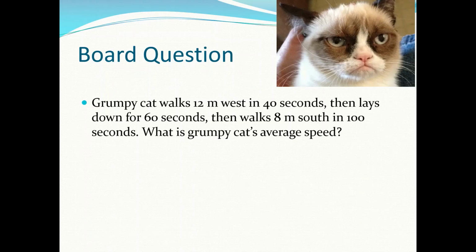So let's do one more board question. Grumpy Cat walks 12 meters west in 40 seconds and lays down for 60 seconds and walks 8 meters south in 100 seconds. What is Grumpy Cat's average speed? So pause the video, try it. Rest in peace, Grumpy Cat. She was beautiful.